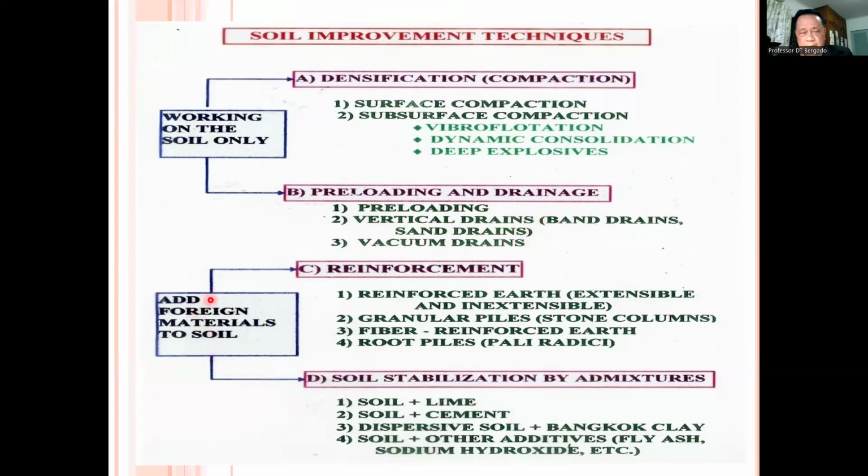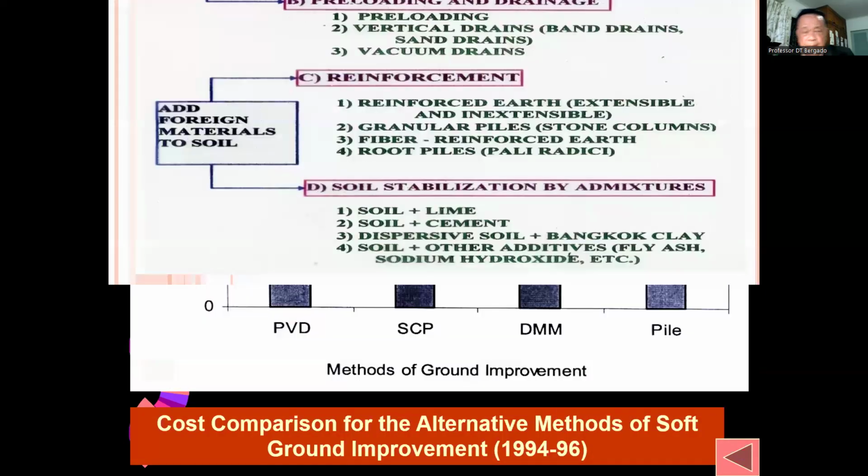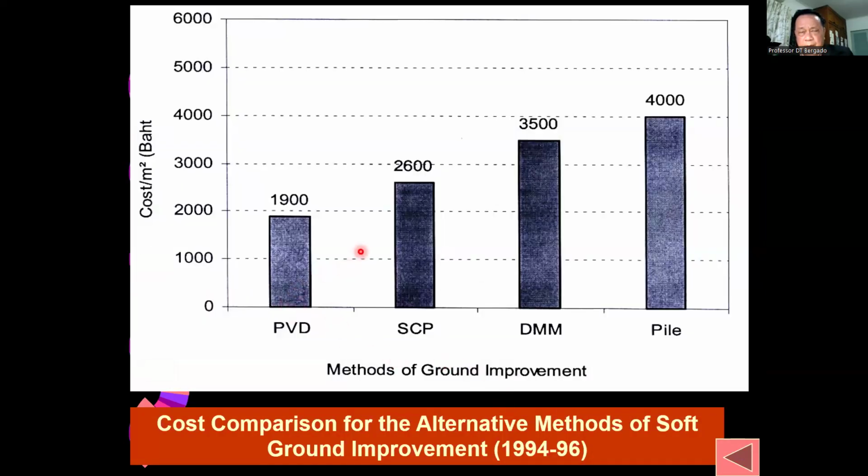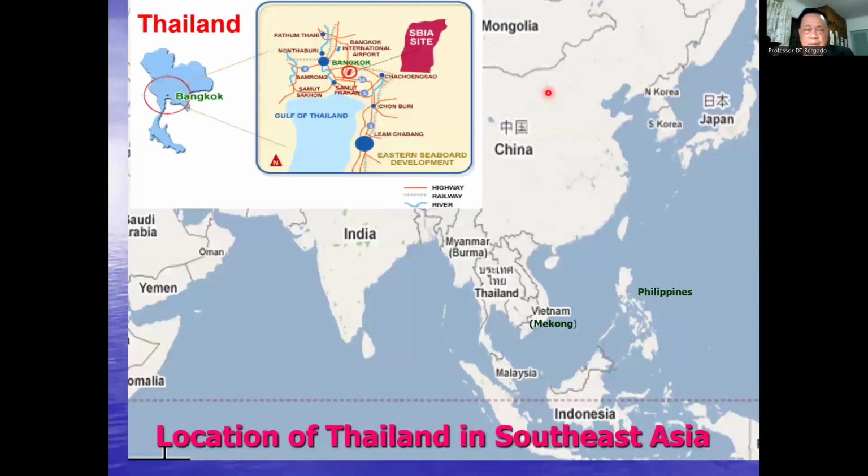The other approach is adding foreign materials to the soils, like reinforcements, which is for coarse-grained soils. We have earth reinforcements. And for fine-grained soils, we can add chemicals like cement and lime or polymers. In the comparison of the cost of ground improvements, the PVD is the cheapest compared to sand compaction piles and deep mixing cement piles.